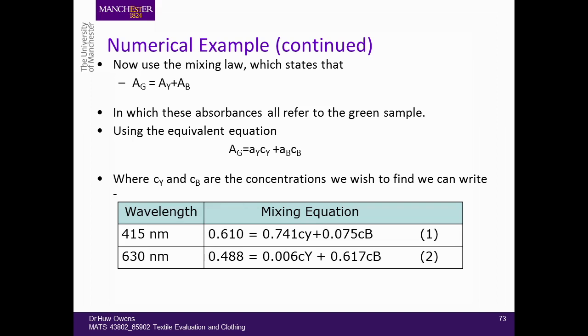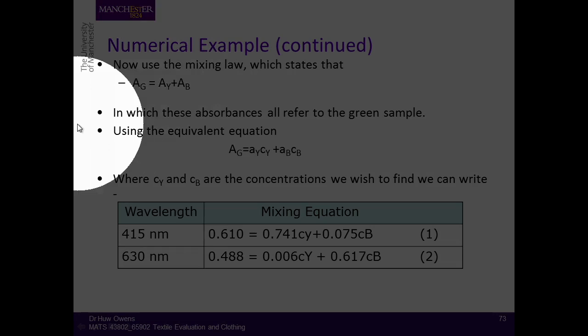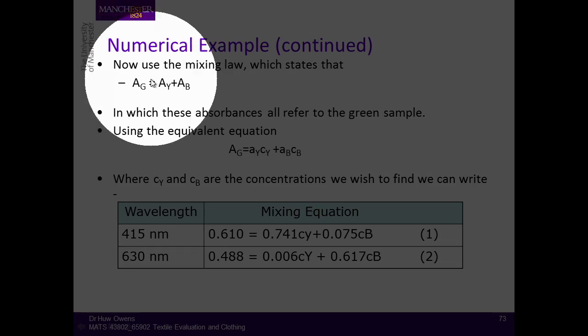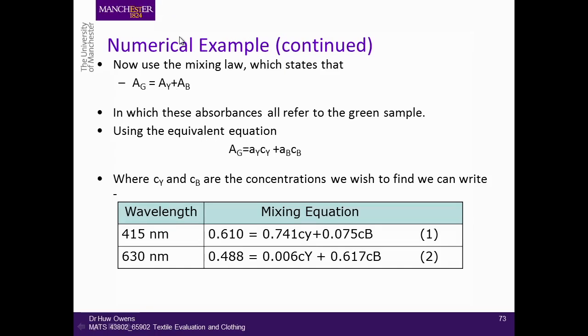Right. So we've got a nice simple mixing law that says the absorbance of the green is made up of the absorbance of the yellow plus the absorbance of the blue dye. Instead of writing them as big A's for the overall absorbance, we can use our ABC representation. So we've got the unit absorptivity of the yellow times the concentration plus the unit absorptivity of the blue times the concentration equals that overall absorbance value of the green.